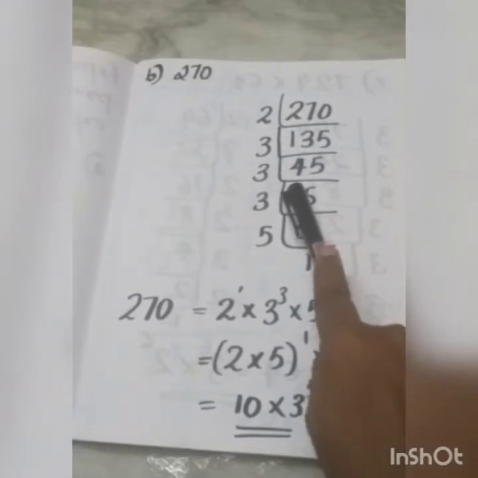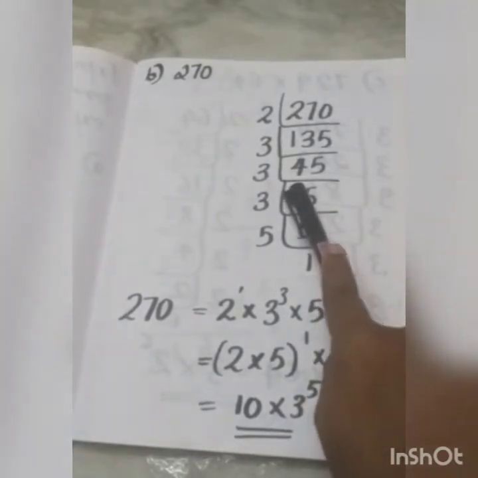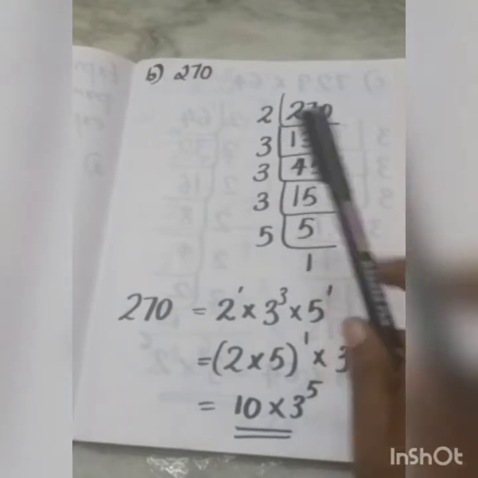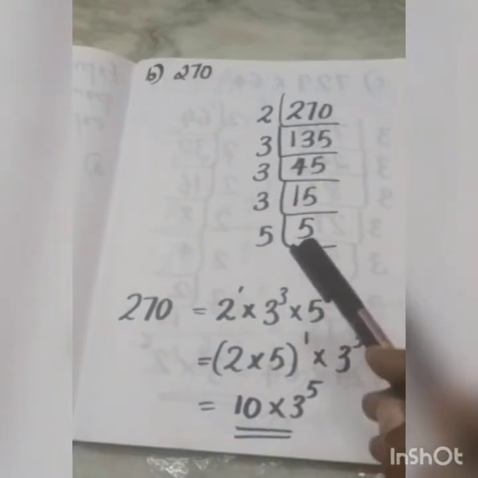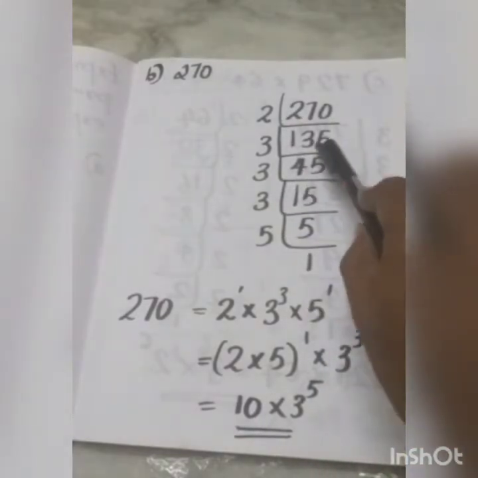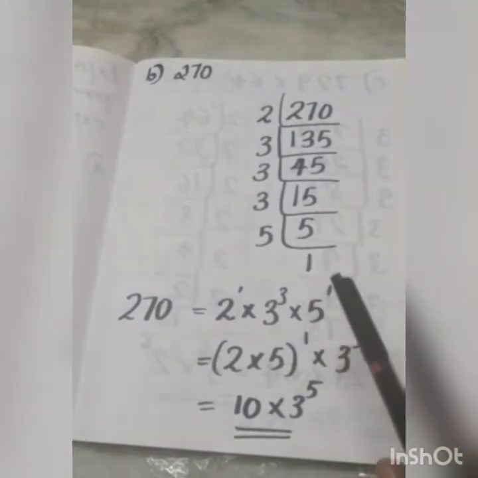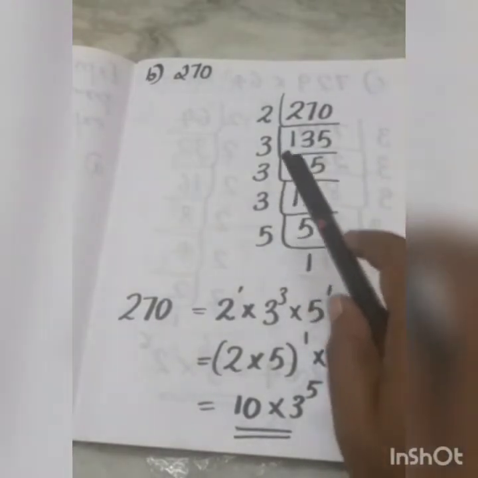Here you can apply the divisibility rules to decide which number can be used. If you're getting an even number, you can start with 2. And if a number is ending with 5, the easy method is to go for 5. So here I know the factors, that's why I divided with 3.